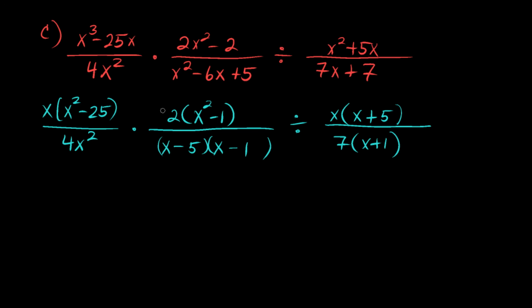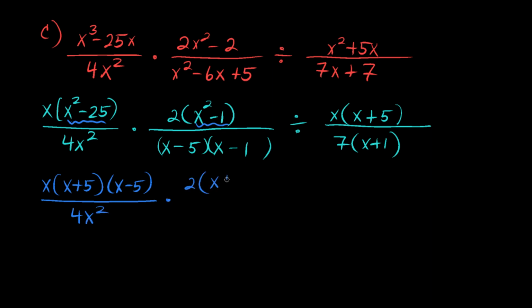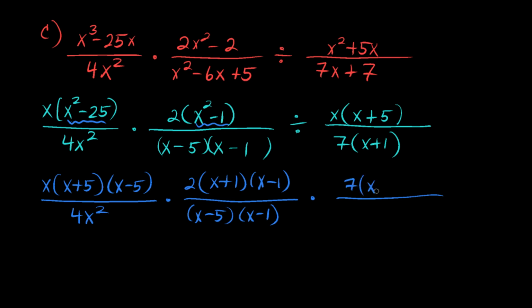So we still have more factoring. This is a perfect square trinomial, and so is that. And this time I'll flip. So x times x plus 5, x minus 5, divided by 4x squared, times 2 times x plus 1, x minus 1, over x minus 5, x minus 1, times 7 times x plus 1 over x times x plus 5.